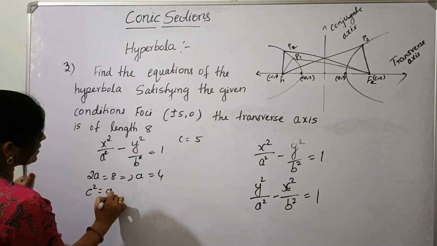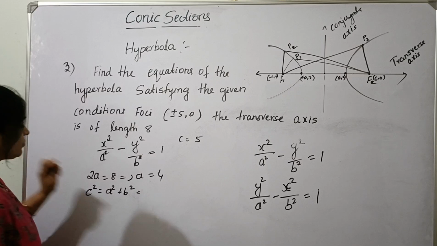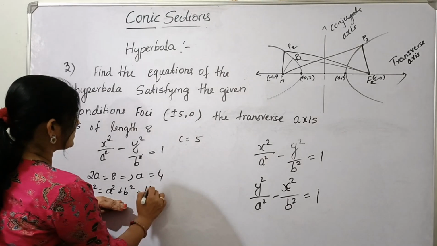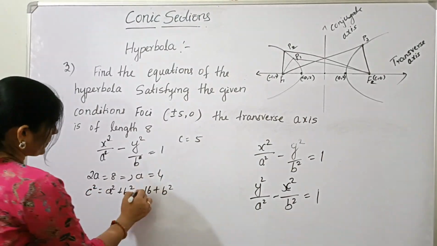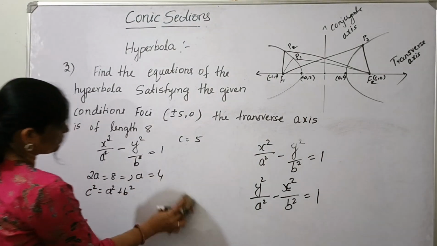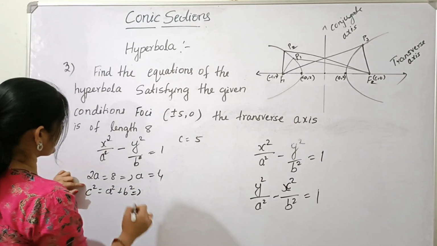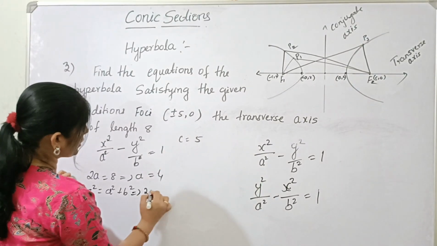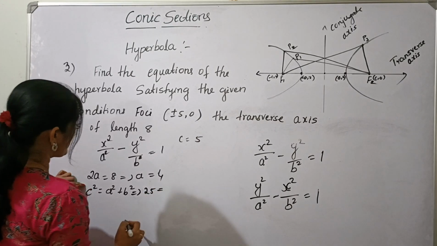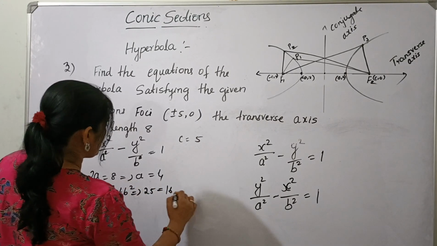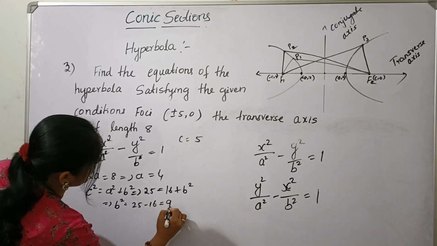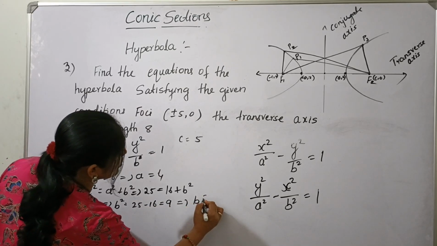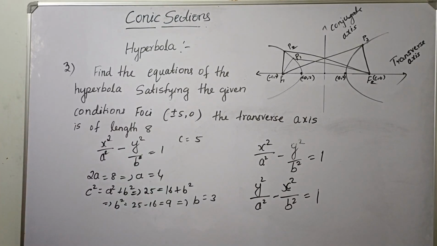We know that c square is equal to a square plus b square. That implies c square is equal to 25, that is equal to a square 16 plus b square. That implies b square is equal to 25 minus 16, that is 9. So this implies b is equal to 3. So here the b value is 3.